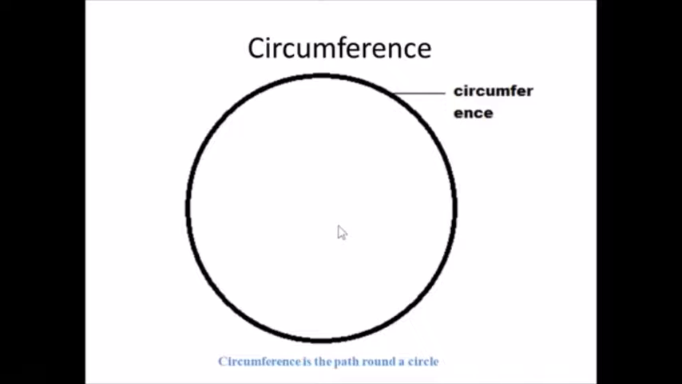The first property we're talking about today is circumference. Circumference is the path around a circle. This path, as you can see, is named the circumference of a circle. The path around a circle is called a circumference.